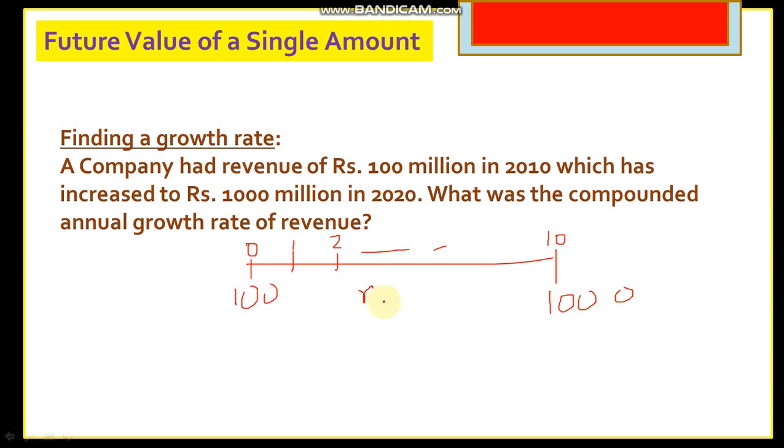So the question simply is, what is the rate that this 100 has become 1,000, right? Actually it's the same future value problem where I have to calculate the discounting rate. Once I put it in the timeline, I understand it's a future value problem. So future value is equal to present value into 1 plus r whole to the power n. Now which figure do I not know here? I know my future value in this case.